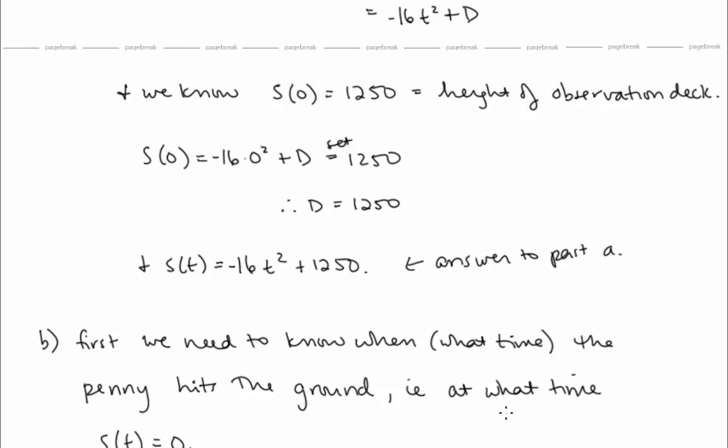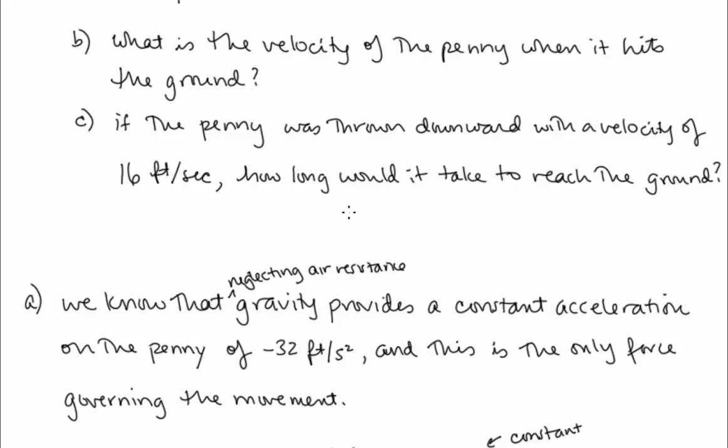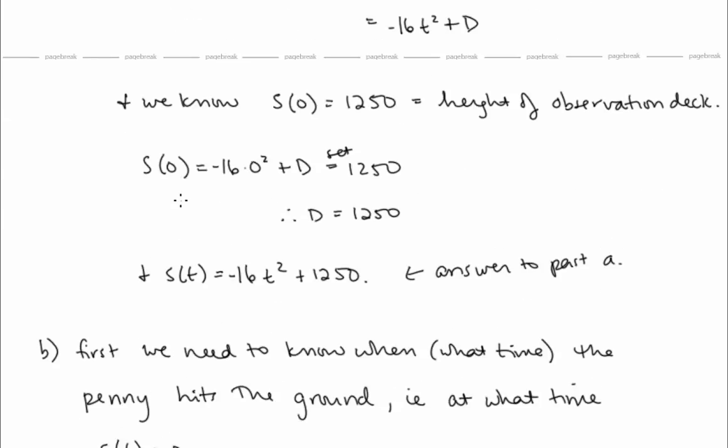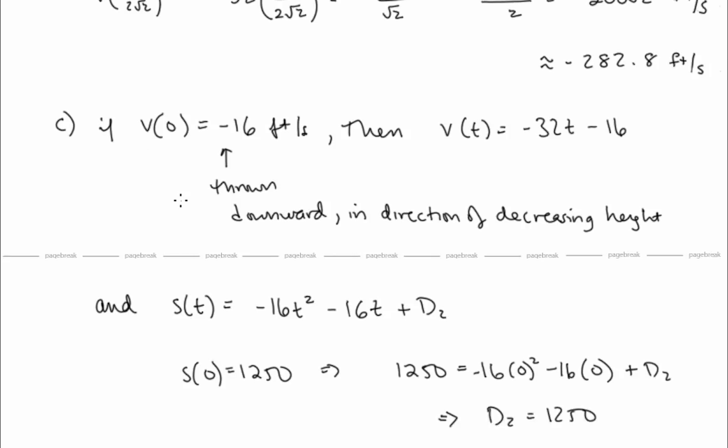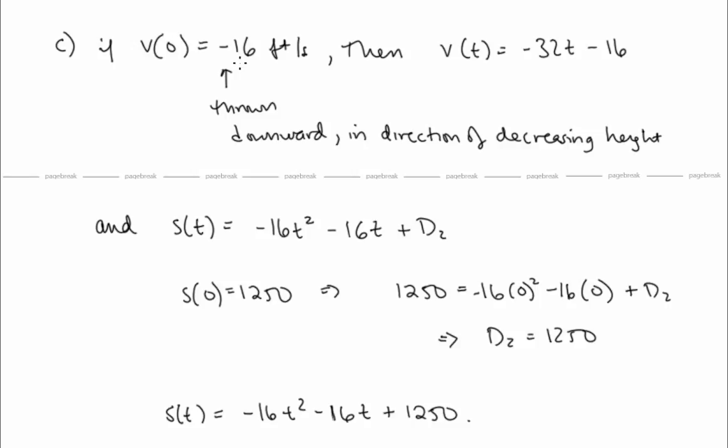Now, part C, if the penny was thrown downward with a velocity of 16 feet per second, how long would it take to reach the ground? So now, instead of being dropped, there's going to be an initial velocity here. So the velocity at time 0 is going to be negative 16 feet per second. This is thrown downward, so that's a negative velocity, negative 16 feet per second. That changes v of 0. So now we have v of 0 equals negative 16 feet per second.